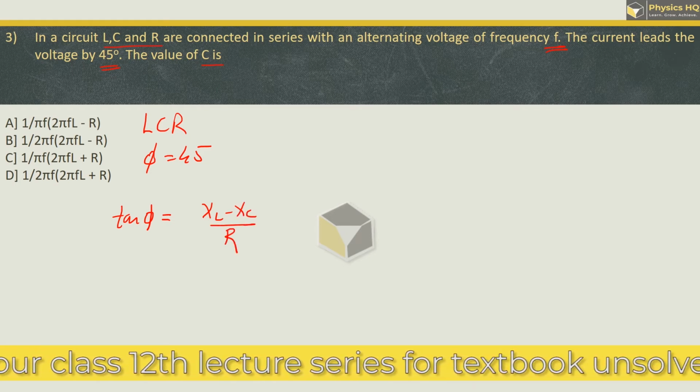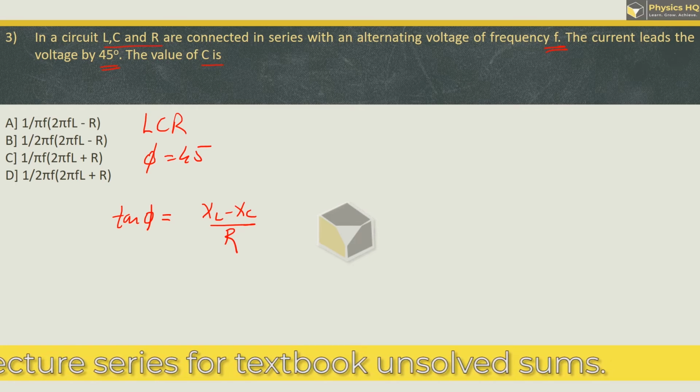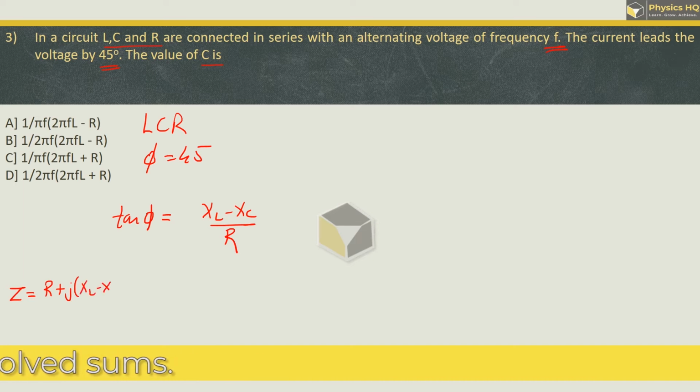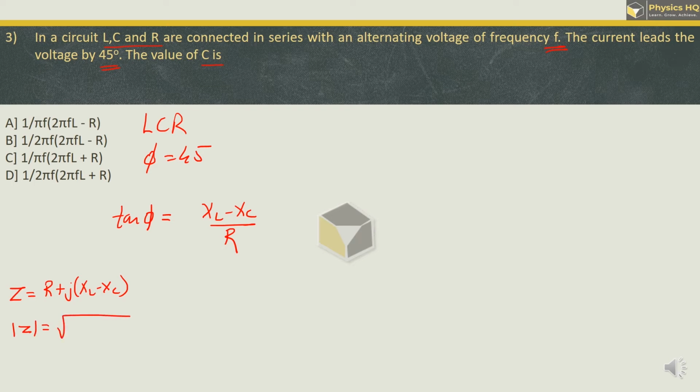Okay, now where this comes from, we have Z is equal to R plus j(XL minus XC), and when we find the magnitude over here, the magnitude is given as root of R square plus (XL minus XC) the whole square. And when we want to find out the angle, we use tan phi, and tan phi is always imaginary component upon the real component, so it is (XL minus XC) upon R. So this is how we got this formula.